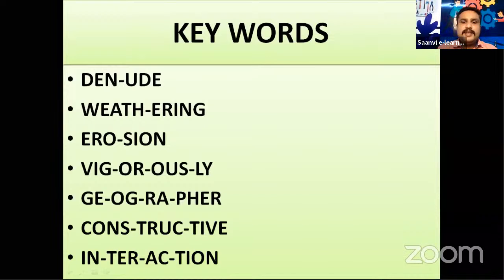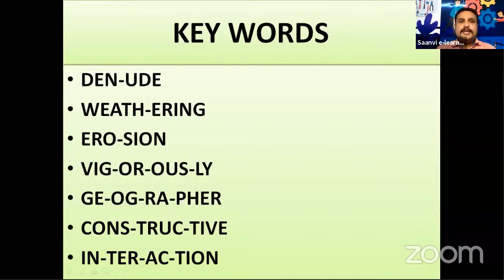Next is weathering. What do you mean by weathering? Weathering is weakening and breaking the rocks due to air and water, and moving them from one place to another. That natural process we call weathering. Erosion, you all know what erosion is: moving from one place. Soil erosion is already familiar to you.